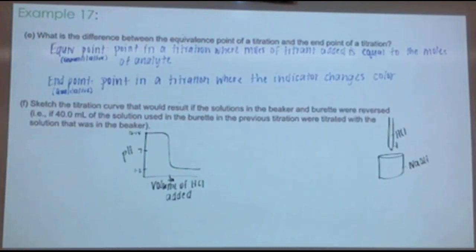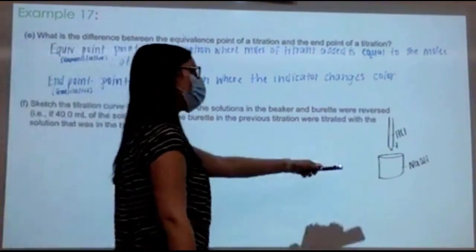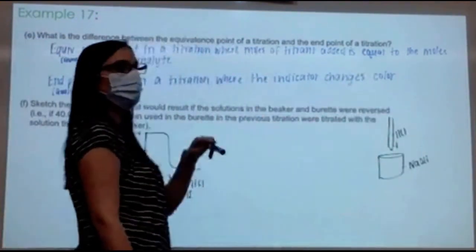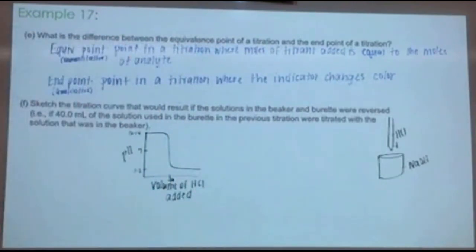Because if we looked back, they were the same concentration. So if they are the same concentration, they require the same volume to achieve the equivalence point. So if we had 40 milliliters of NaOH in the beaker, we would need 40 milliliters of HCl added.